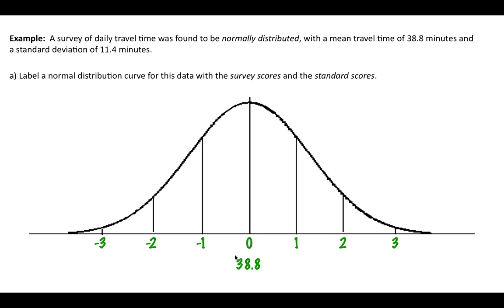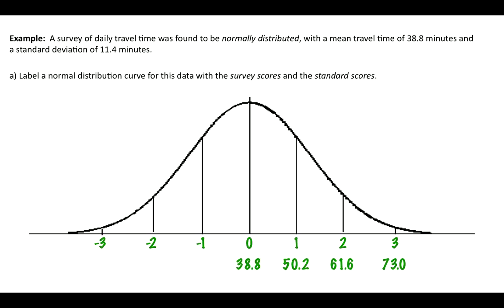Now, if I want to find out what would be the survey score that correlates to a +1 z-score, +1 standard deviation above the mean, then I simply take the 38.8 and add the 11.4. So when we do that, we get 50.2. From this point, I'm just going to add another standard deviation, and then I'll just add another standard deviation. So what we're doing is taking the standard scores, which are the first ones, the 0s, 1s, 2s, and 3s, and correlating them to what the survey scores would be.